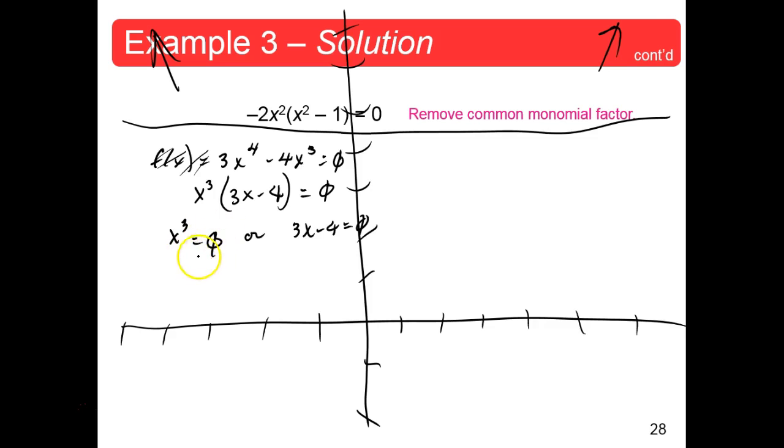Now if x cubed is 0, what does that tell you? What number can you cube and get 0 as an answer? 0. So x has to equal 0. But that's what kind of a 0? Triple 0. So it's a 000, meaning it has a multiplicity of 3. And 3 is what kind of number? Odd, which means it's going to be crossing the x-axis at x equals 0. So it's x equals 0. We're going to have 1.